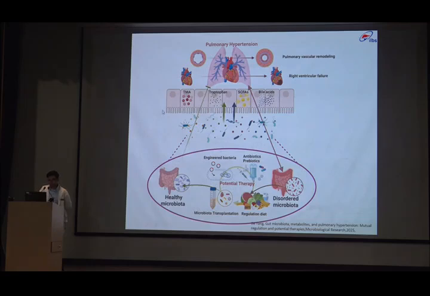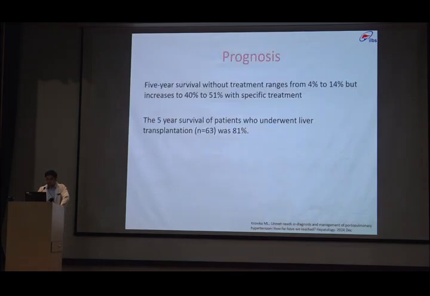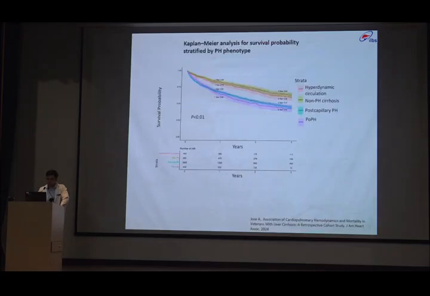So these mediators of vasoconstriction, with the healthy microbiota which can inhibit this mediator. So they talk of this bacteria Akkermansia. Prognosis: 5-year survival without treatment ranges from 4 to 14%, but increases to 40 to 51% with specific treatment. 5-year survival in patients undergoing liver transplantation was 81%.